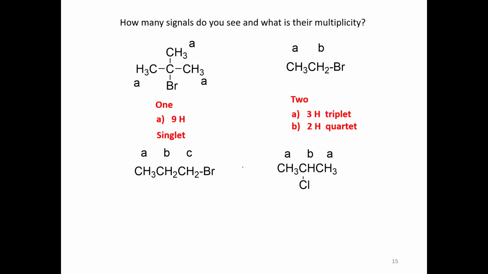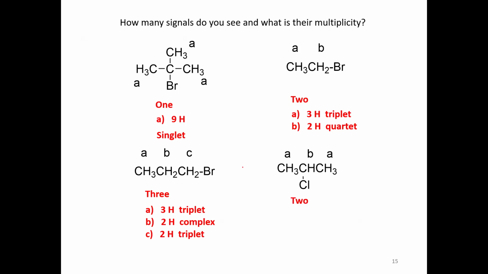This one, 2. We said triplet and quartet. Integration 3 and 2. 3, a triplet. Another triplet. But the signal in between might be complex. It could be a sextet, it could be 1, 4, 6. It could be a sextet, but it could also be slightly distorted. If you say sextet, it's fine with me.